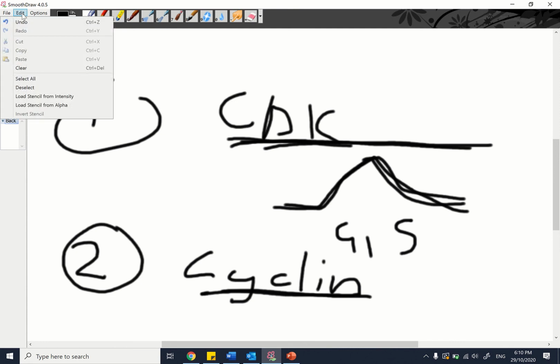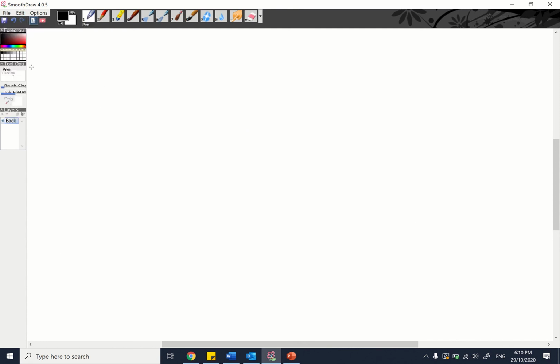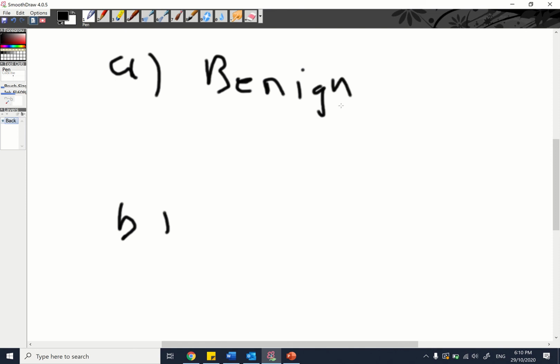The last dot point, we need to learn the two types of, actually, no. Actually, yes. Two types of cancer, A and B. A is just benign cancer. Benign means it's harmless, right? Benign. It's harmless. And the second, we have malignant.